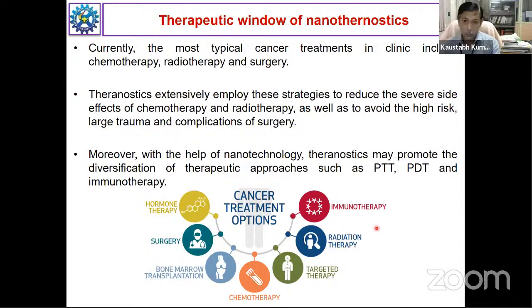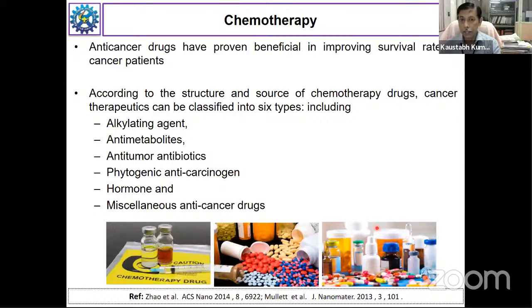Starting from that, I'll give you some examples. The first is chemotherapy, which uses an anti-cancer drug. So what are the anti-cancer drugs? It is a general question, and what are its features? Actually, I'm going to tell you that there are broadly six types of anti-cancer drugs, which can be used for cancer therapy.